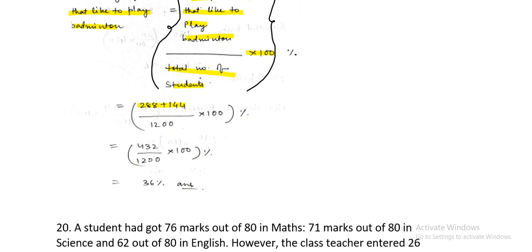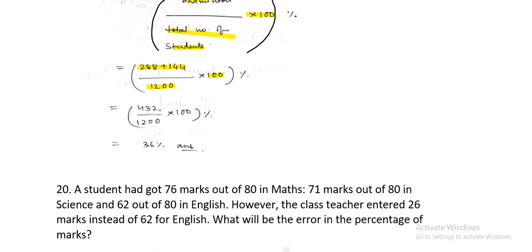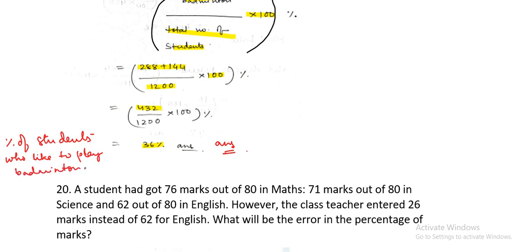And the total number of students is given, 1200, into 100. Now if we add 288 plus 144, it will become 432. And if we cancel, we will get 36%. So 36% is the total percentage of students who like to play badminton. Okay, now let us see question number 20.